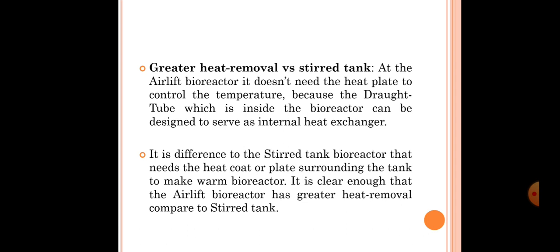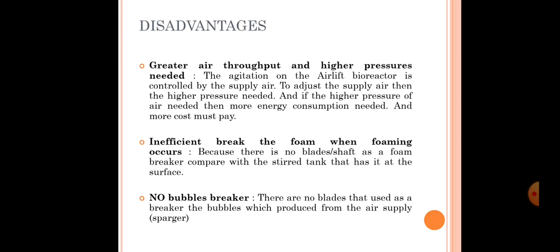The airlift bioreactor doesn't need the heat plate to control the temperature, because the draught tube which is inside the bioreactor can be designed to serve as an internal heat exchanger. It is different from the stirrer tank bioreactor that needs the heat jacket or plate surrounding the tank to warm the bioreactor. It is clear enough that the airlift bioreactor has greater heat removal capacity when compared to the stirrer tank fermenter.